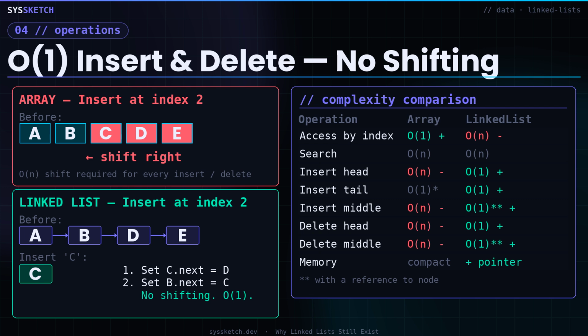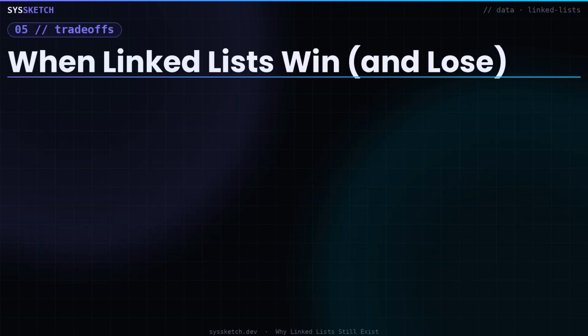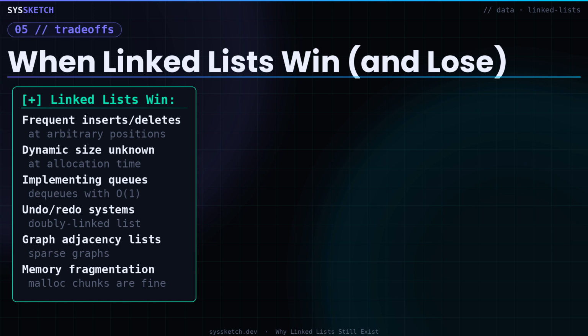So when should you actually reach for a linked list in real code? Use one when your workload is write-heavy, frequent inserts and deletes at arbitrary positions where shifting an array would dominate your runtime. Use one when you do not know the required size at allocation time and cannot absorb the cost of repeatedly growing and copying a dynamic array.